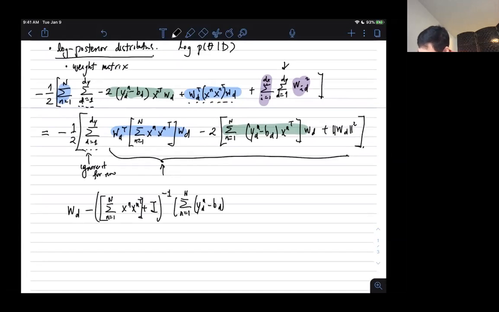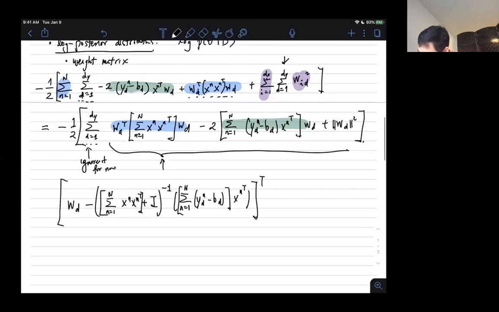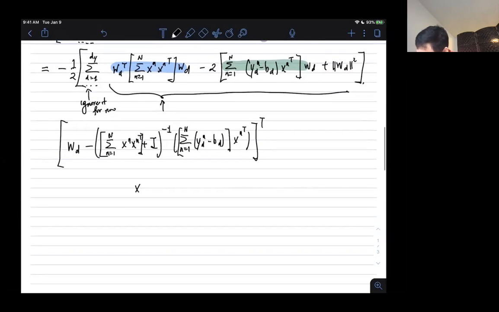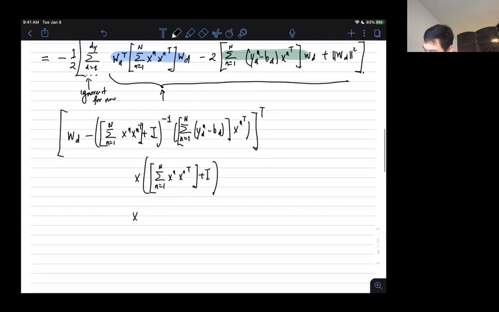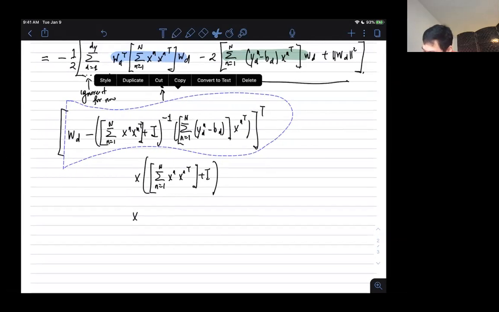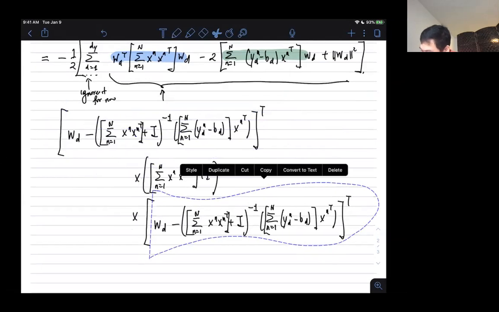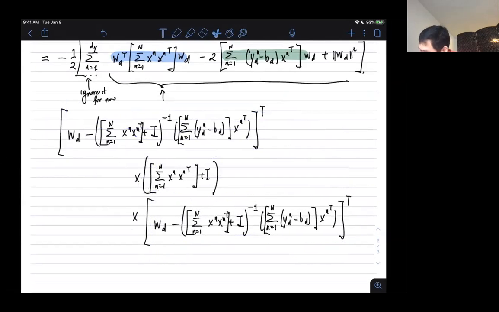b is just a bias vector times the x_n. I think the transpose has to be here. And then what I'm going to do is transpose, multiply with the sum 1 to N x_n x_n transpose plus I, times, I'm going to cheat a bit and just copy over the whole thing, duplicate, and move it here. And then I'm going to remove this transpose.